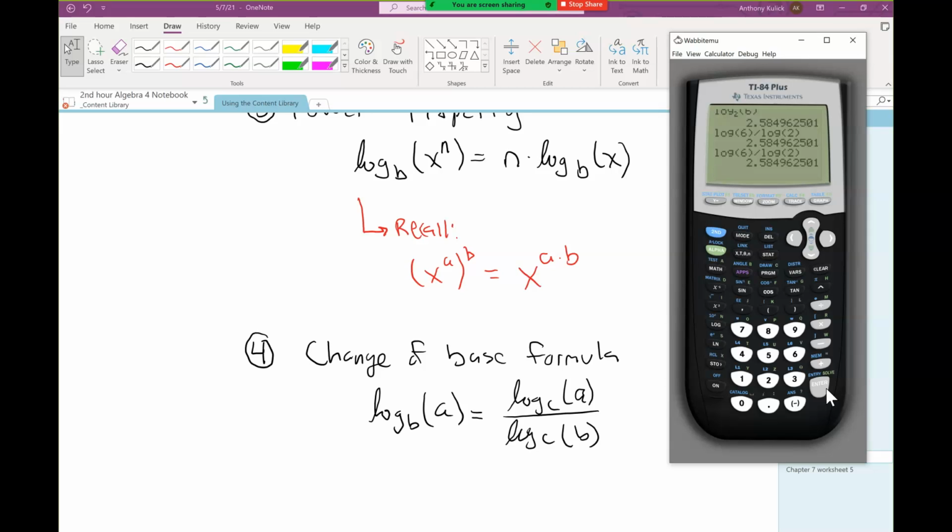Now, this is much less valuable to you, because our calculators have the log base commands, so you don't have to really worry about this. There are things later on where this formula could be valuable, but the thing that sticks out from my mind as a high school student was using it to do these calculations.